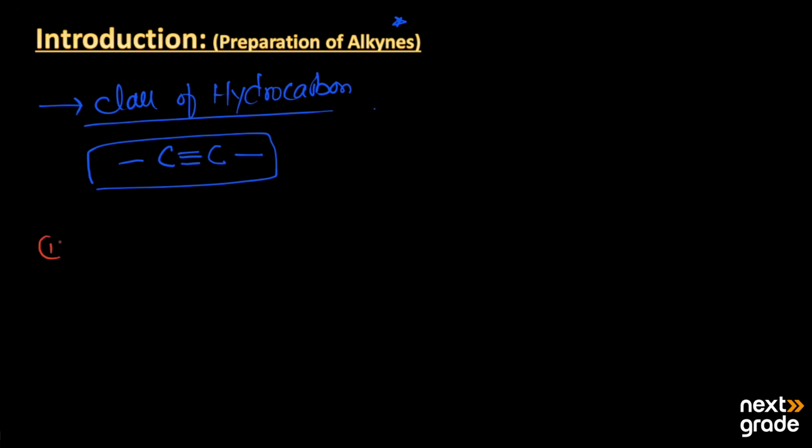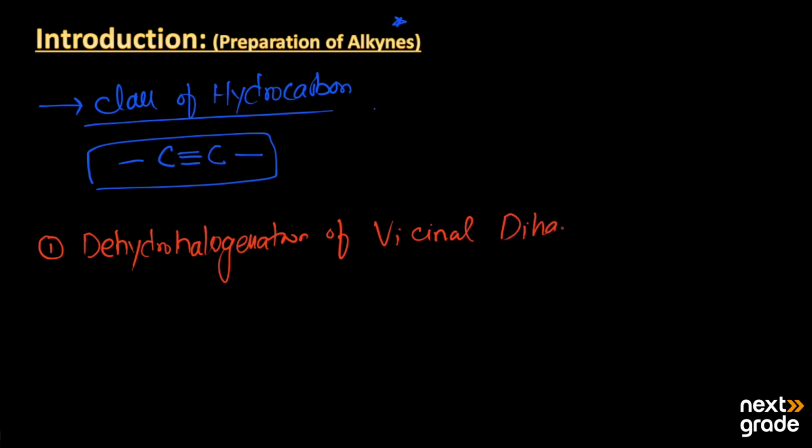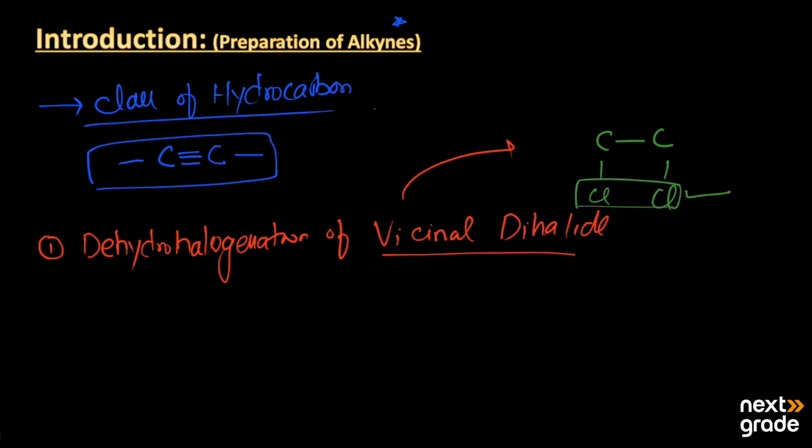Basically, we have two methods for the preparation of the alkynes. The first method is dehydrohalogenation of vicinal dihalides. The word vicinal is new to you. How can we recognize the vicinal dihalides? If we have two carbon atoms that have adjacent halogen atoms, they are known as vicinal dihalides. Di means two halogen atoms are present. Vicinal means on two adjacent carbon atoms.